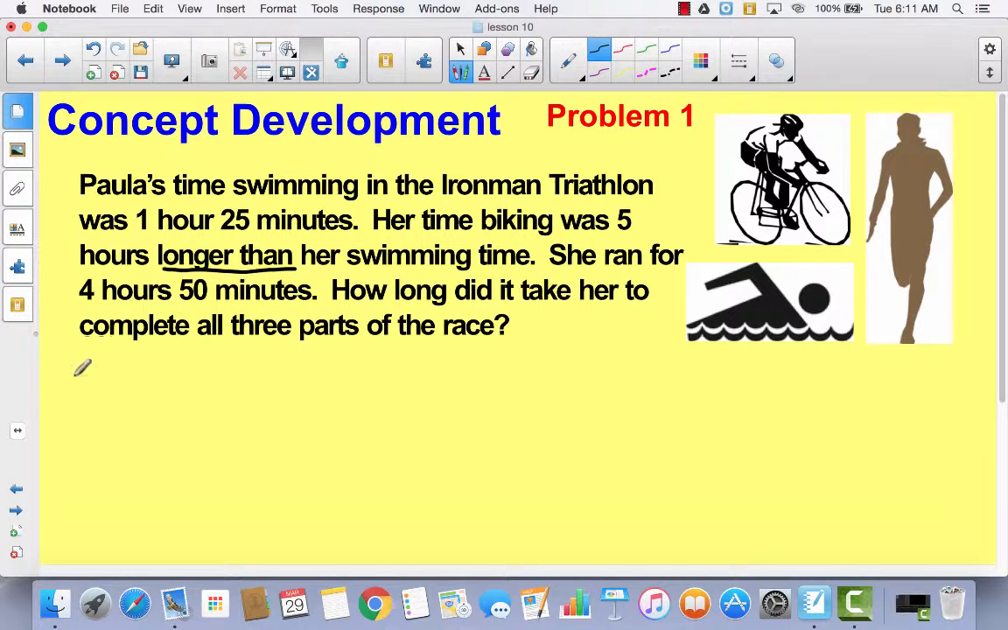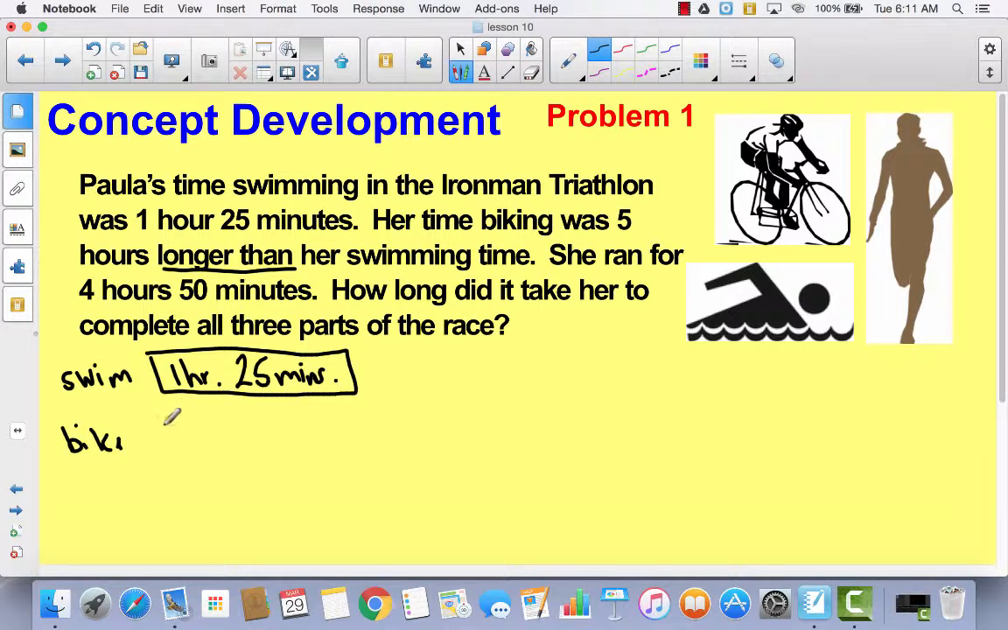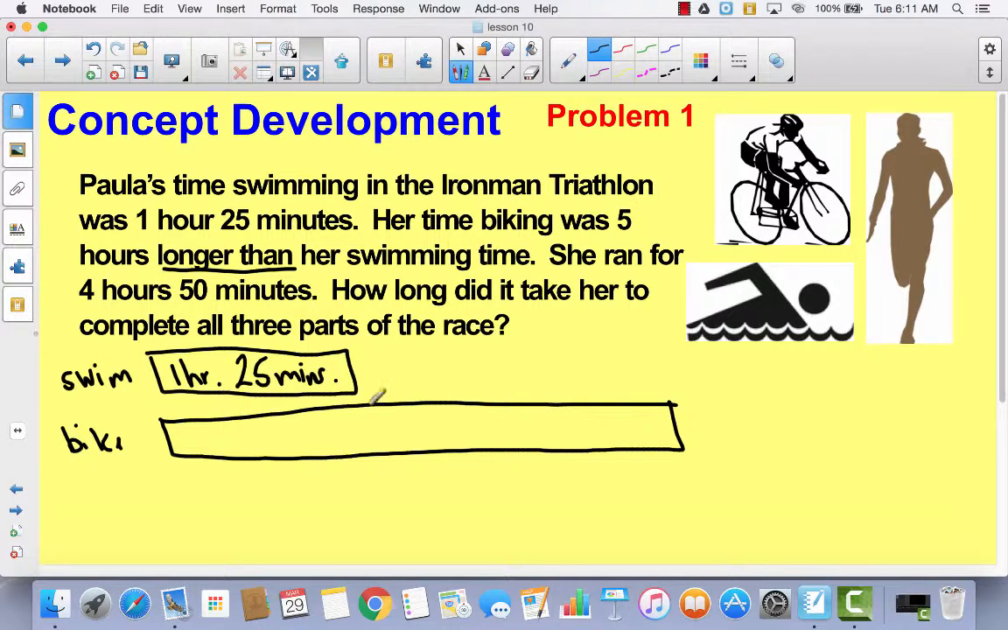Okay, so let's start with our tape diagram. So we're going to have her swimming time. We're going to put swim, and then we're going to draw our tape diagram here. And how long did she swim? 1 hour, 25 minutes, right? Then it says that her biking time was 5 hours longer. It would actually be much longer, but I'm not going to be able to do it the actual size. We don't know how long this is. All we know is that it's 5 hours longer than her swimming time. So this distance past her swimming time is going to be 5 hours.